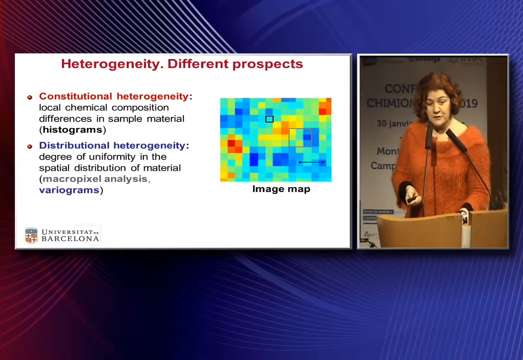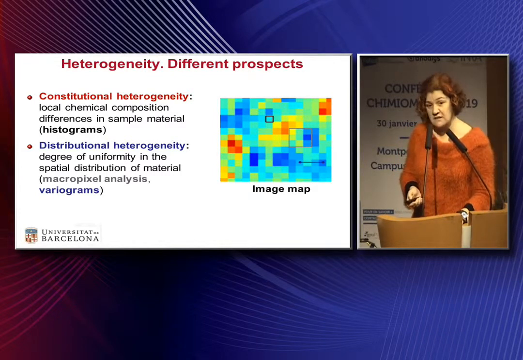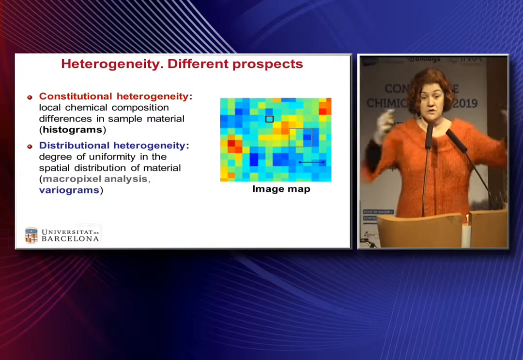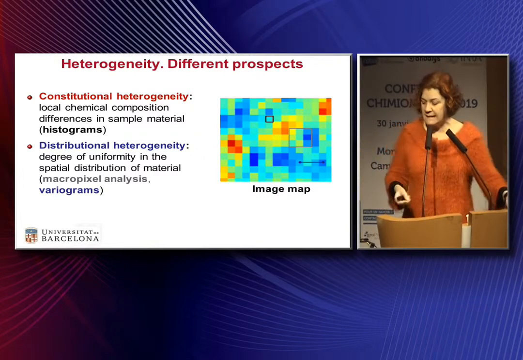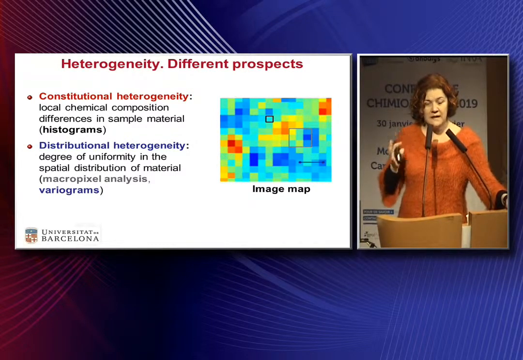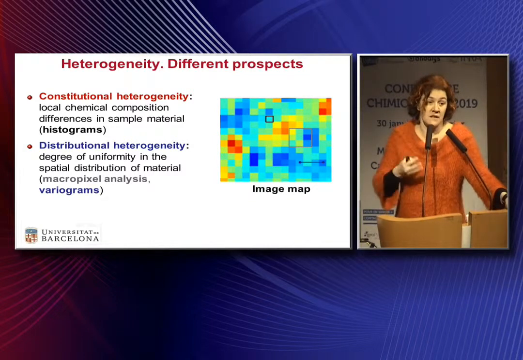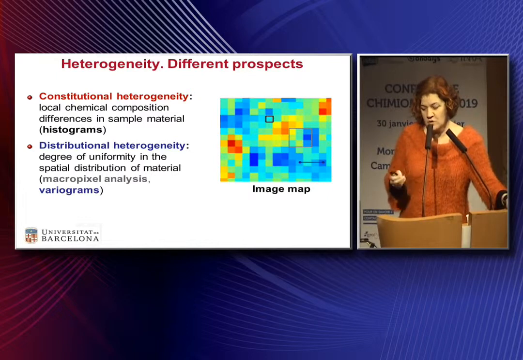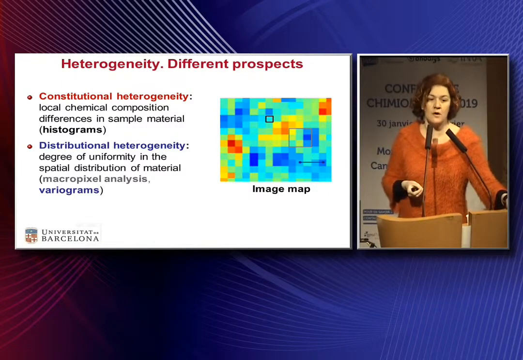This means that in the first case, to estimate constitutional heterogeneity, you can just use histograms and see how the concentrations vary in the different pixels. And to do a study of distributional heterogeneity, you should use a different kind of tools. Macropixel analysis is a very typical way to study this, but I will focus today more on variograms because it's a different tool and I like it a lot.